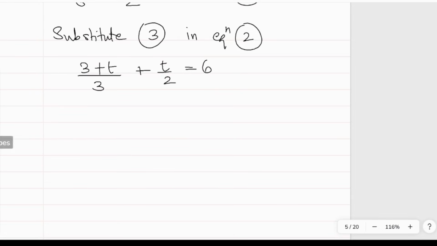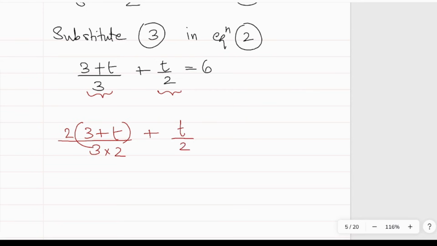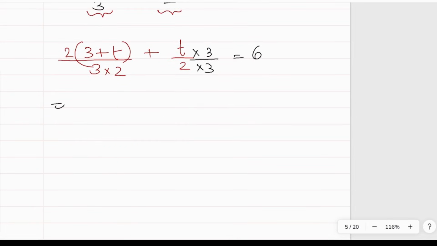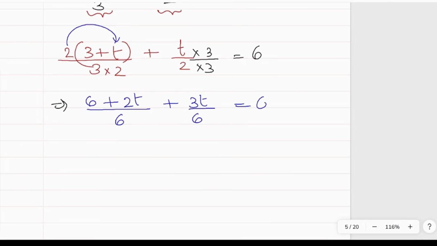Okay, now what we have to do? We have to find the LCM. Look here, it is 3 and here it is 2. So, we will have to take the LCM of that one. (3 plus t) into 2 by 3 into 2 plus t by 2. What I have to do? I need to multiply with 3 on both sides. Now, which is equal to 6. So, how can I write this one? That is 2 into 3 is 6. 6 plus, what is 2 into t? 2t divided by 3 2s are 6 plus 3t divided by 6 equal to 6.